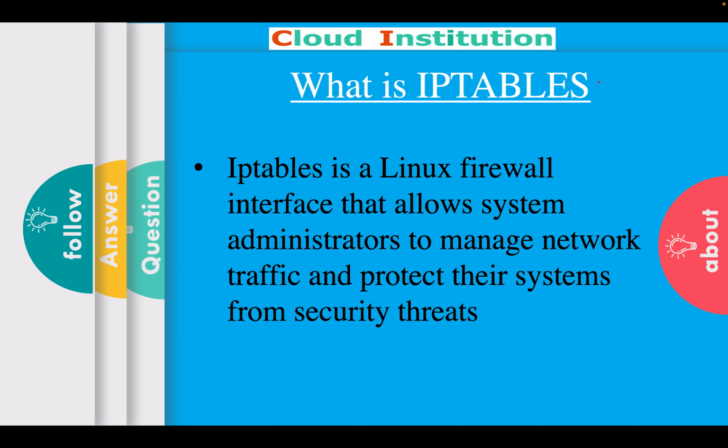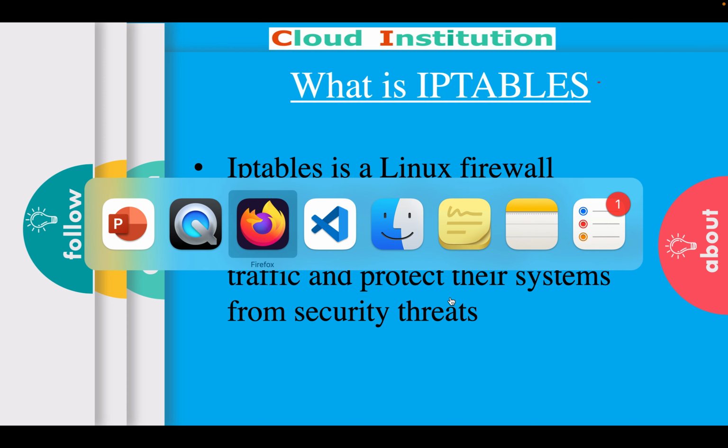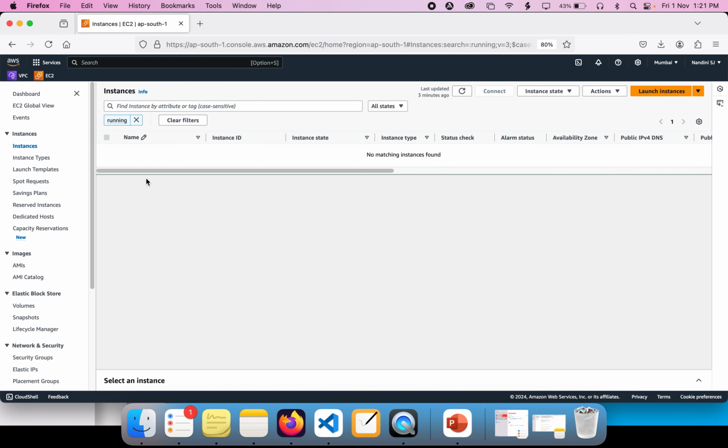With this, I'm going to show you a demo of how IP tables works to add a security layer on your systems. I'm going back to my EC2 instance. I don't have any running instances at this moment, so now I'm going to launch an instance.